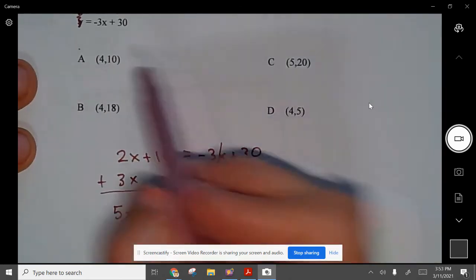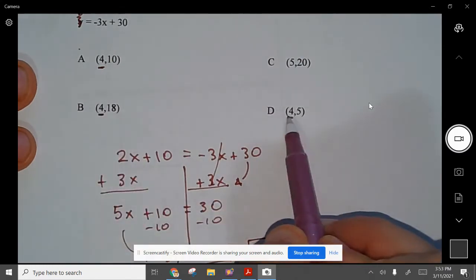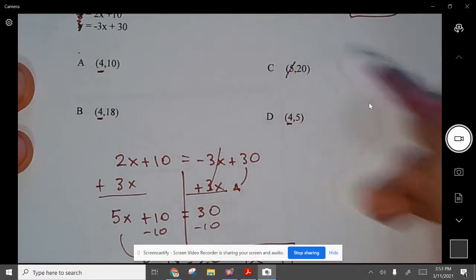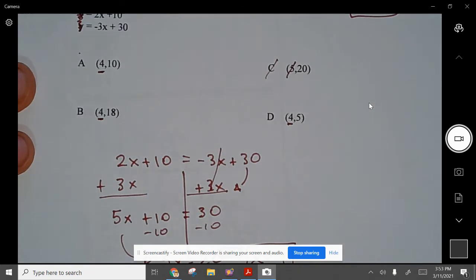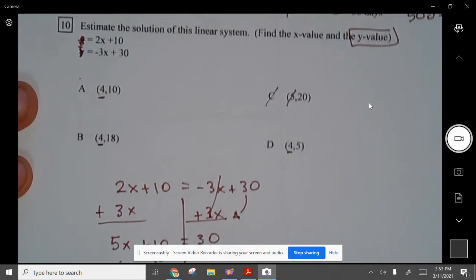Now look at your answers. Uh-oh. Look at my x values. That's a 4, that's a 4, that's a 4. All right. We know this can't be right. We're going to cross this one out. It's not C. So now we have a 1 out of 3 chance. Guess what I'm going to do?